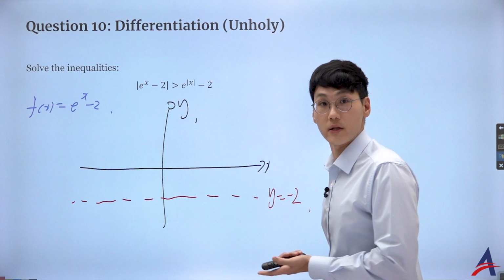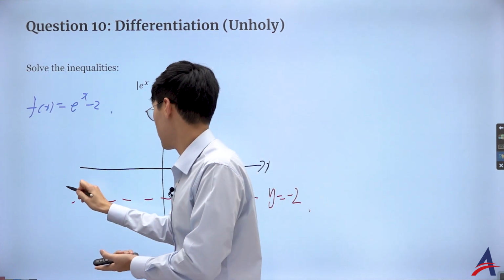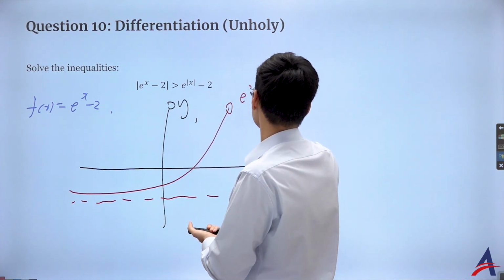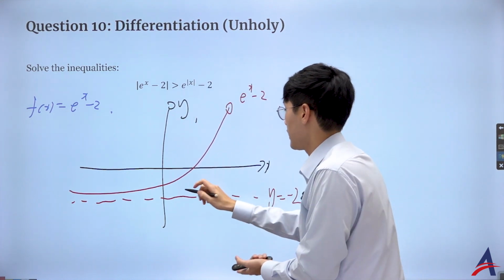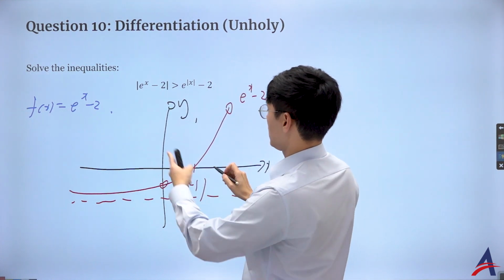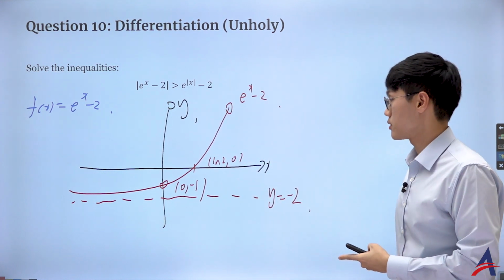So that is great. And it's going to be an exponential growth with the y-intercept of negative 1. So I'm going to sketch my function like this. So I got e to the power of x minus 2 with the y-intercept of (0, negative 1). And the x-intercept is (ln 2, 0). That is great. That is brilliant.